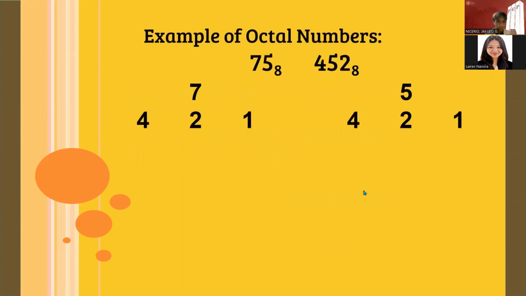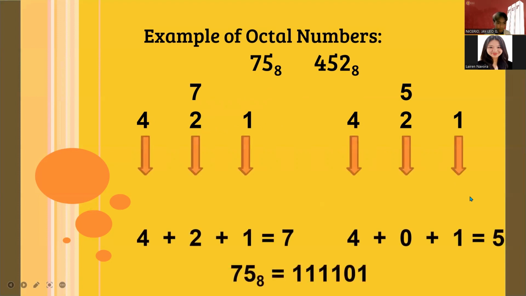we have 75 subscript 8. So first we need to convert the number into 3-bit binary digits. So we have 4, 2, and 1. So the next one is we need to add the digits to get the 7. So we need to add 4, 2, and 1. So we're going to write 1. And if we didn't use the number, we're going to write it down as 0.